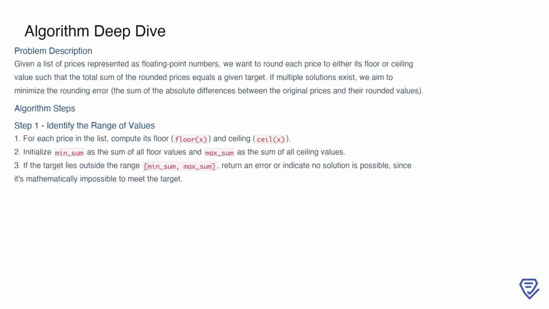If the target is outside this range, it means there's no way to meet the target using floor or ceiling rounding, and we can immediately terminate with an error. This ensures that we only proceed with valid cases where a solution is mathematically feasible.